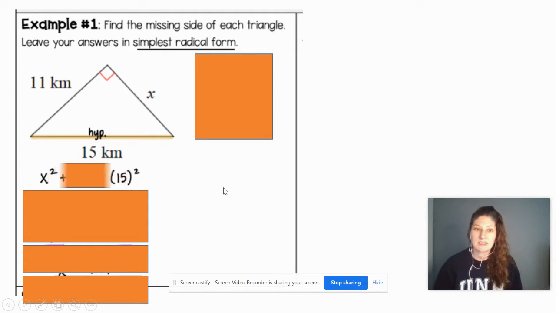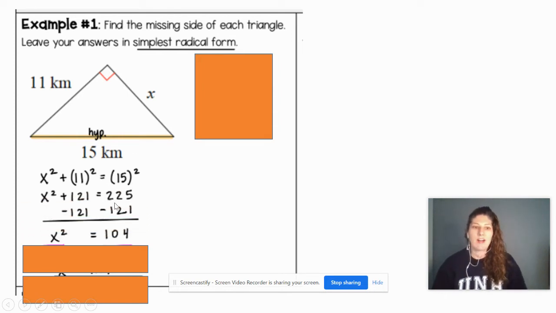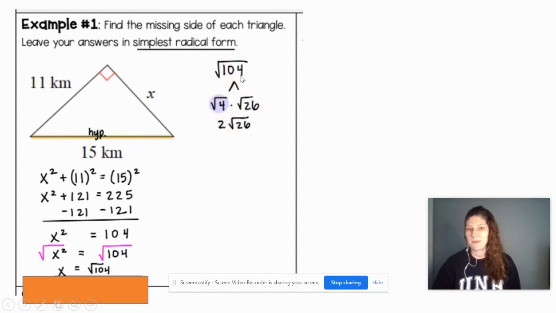So my first step is going to be to substitute the side lengths in. So I'll have x squared plus 11 squared equals 15 squared. I'll simplify and I'll get x squared by itself. And my goal is to get x by itself. So to undo squaring something, I'll take the square root of both sides. And because the directions do not tell me to round, it says leave my answer in simplest radical form, I'm going to do that over here.